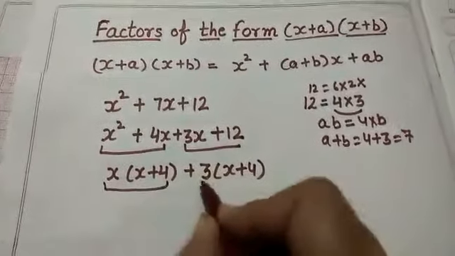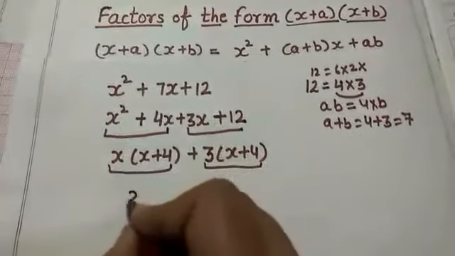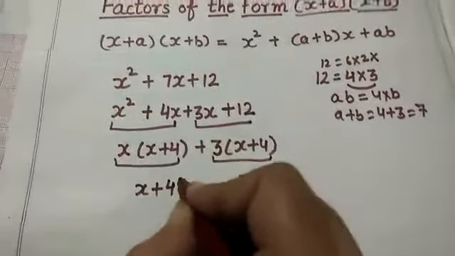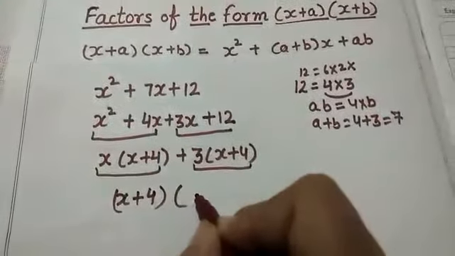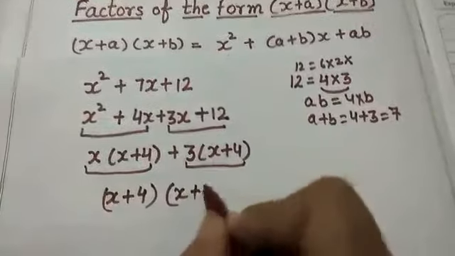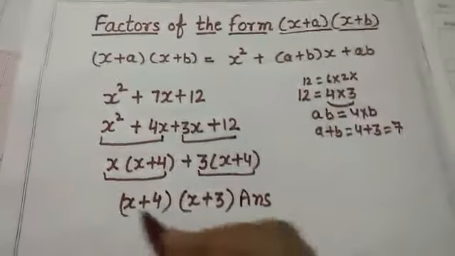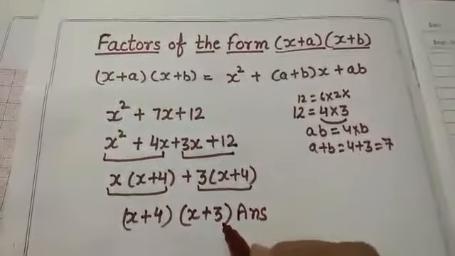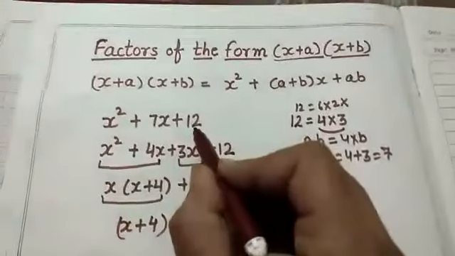Now in these two we have x plus 4 common. We'll take x plus 4 common. So in the second bracket we'll get x from here and this 3 from here. So x plus 4 and x plus 3 are the factors of x square plus 7x plus 12.